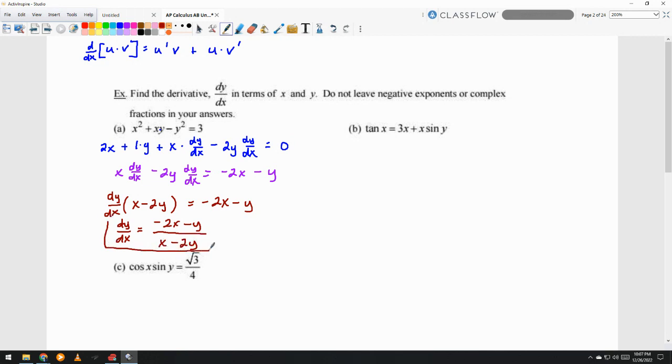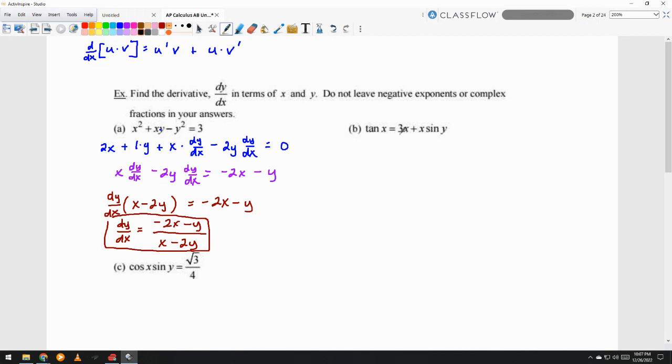And we're done. All right, I would encourage you to go ahead and try B and C on your own. You've kind of seen everything you need to see. They do have some trig in there, obviously, but we've learned how to take the derivative of these trig functions, so that shouldn't be too big of an issue. So give it a try on your own and then come back and unpause and see how you did.